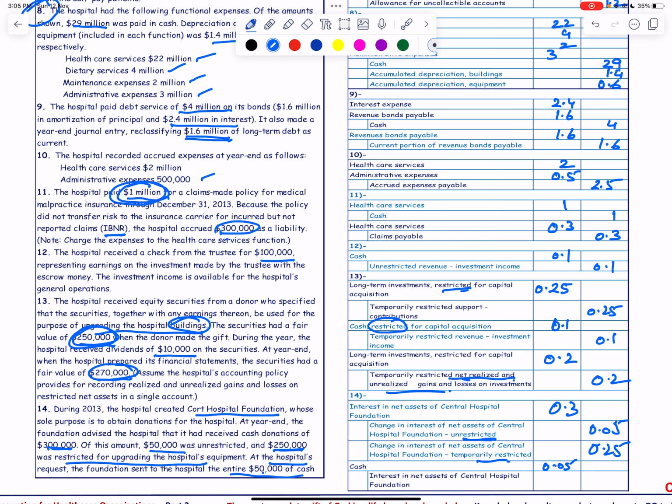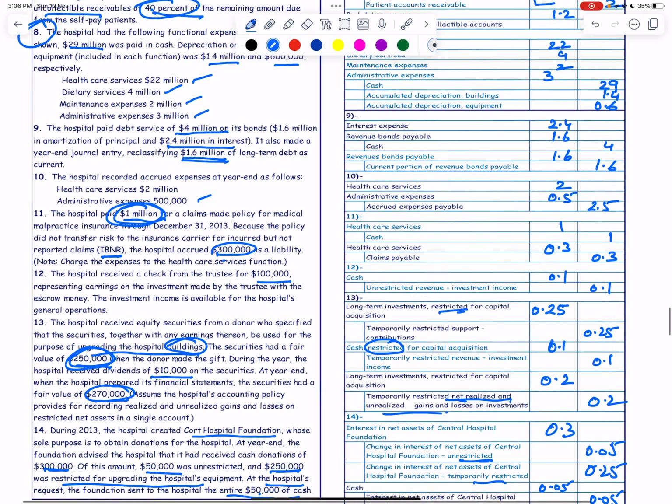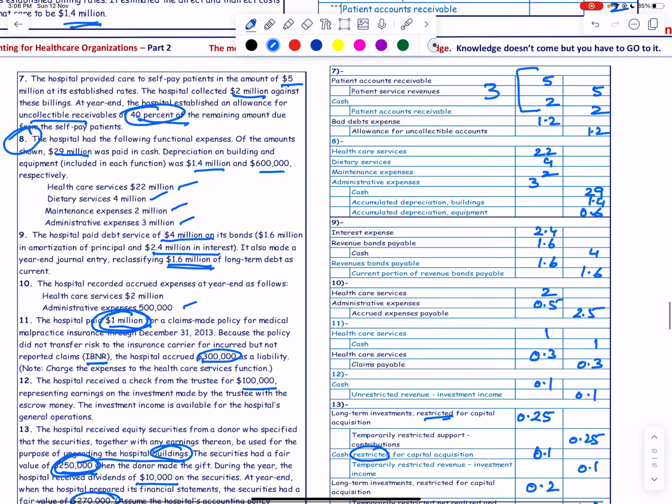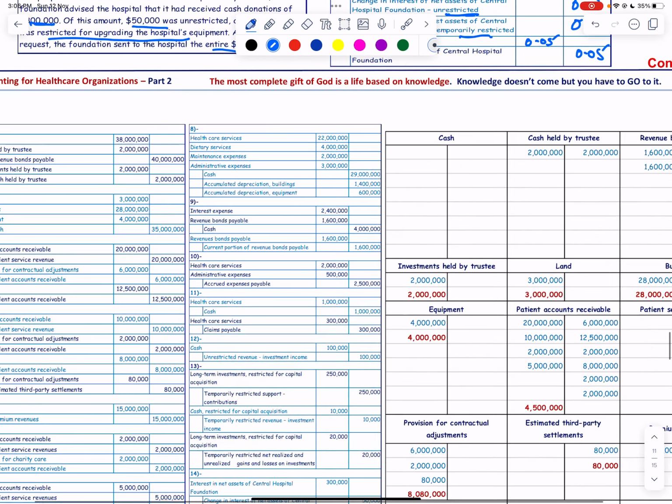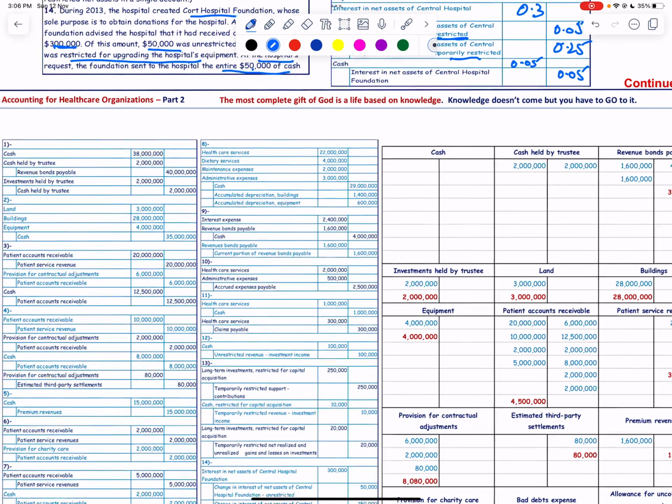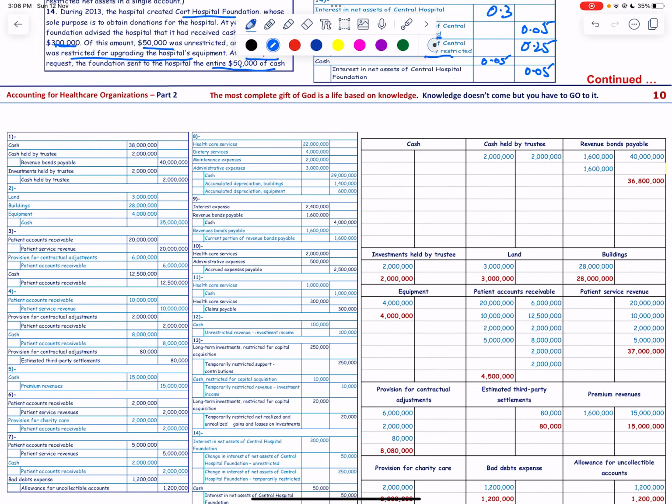0.05. And interest on net assets of Central Hospital Foundation is credited by 50,000. Okay, so that is how we are going to record all these journal entries, and let us see how we are going to post them into the ledger.